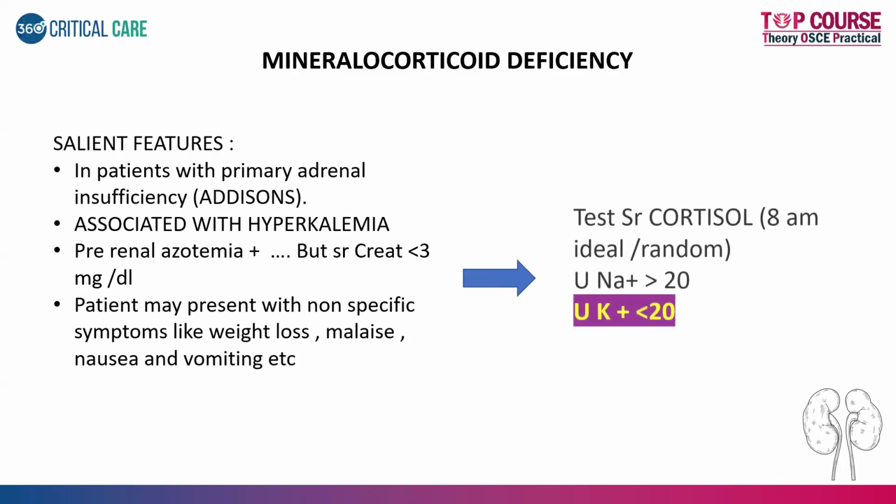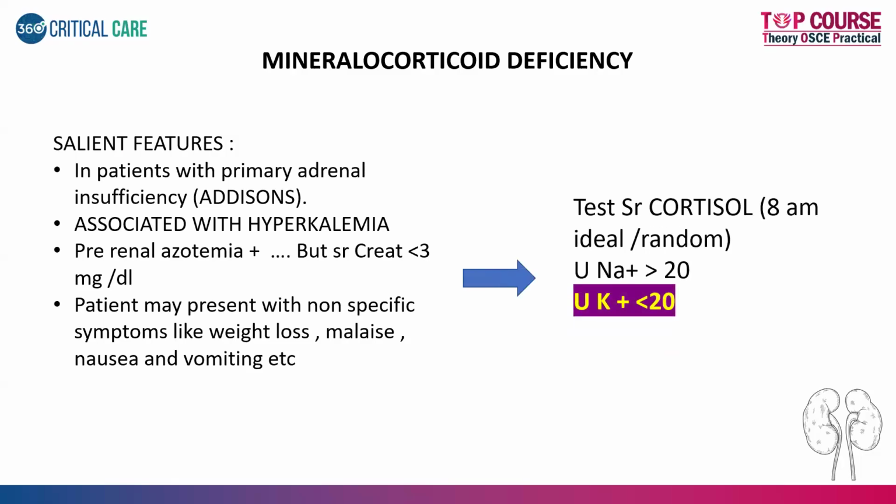Okay, so in such cases, you need to test the cortisol level, as 8 a.m. is the ideal one. If you can do a random cortisol, that is also going to be sufficient. What helps us come to a diagnosis earlier here is whenever you send for urinary spot sodium, send urinary potassium as well. Okay. In such cases of mineralocorticoid deficiency causing hyponatremia, the urinary sodium will be more than 20, but the urinary potassium will be less than 20. Okay. So this helps us understand that there is an apparent mineralocorticoid deficiency.